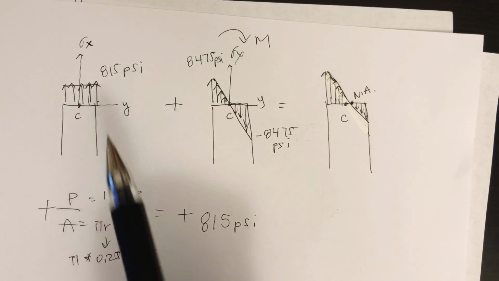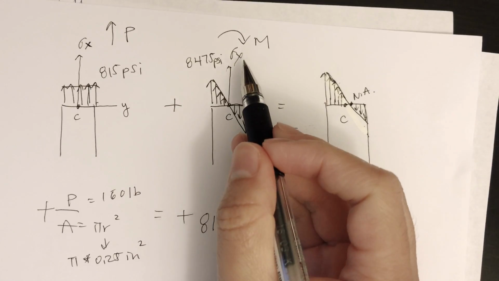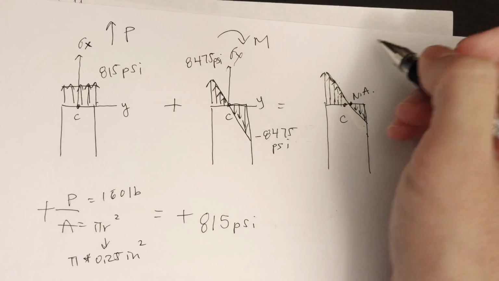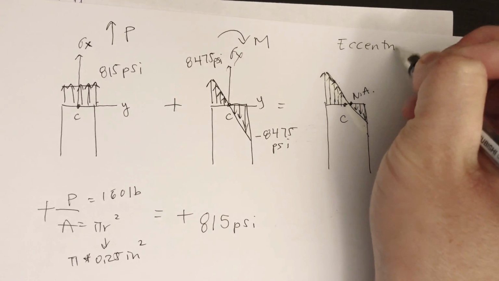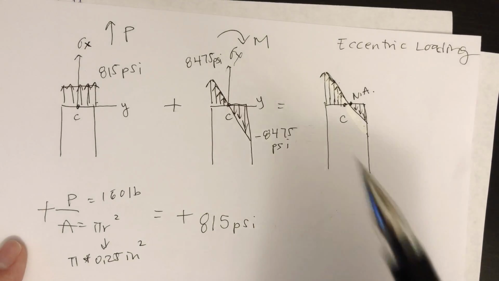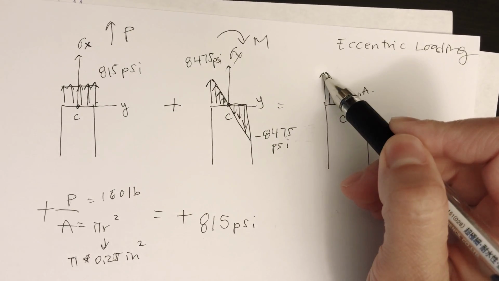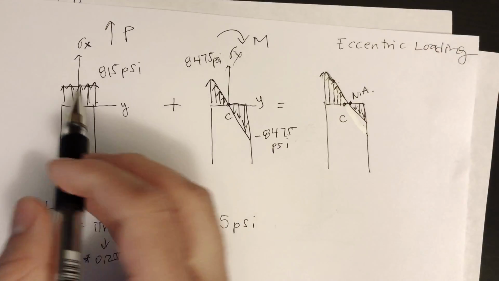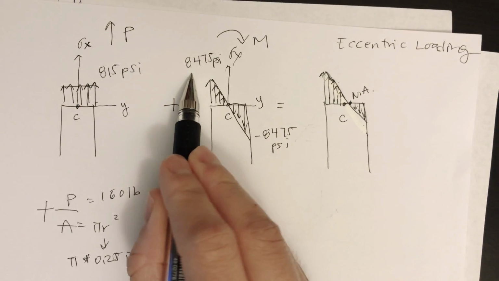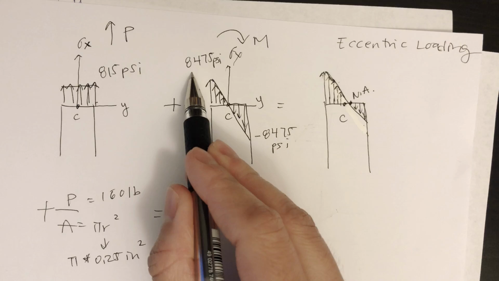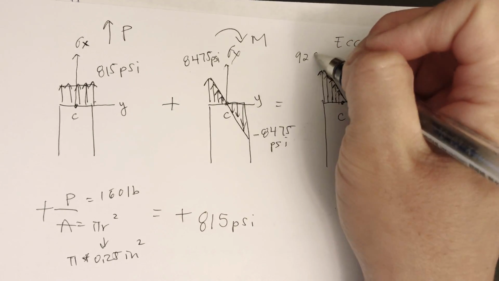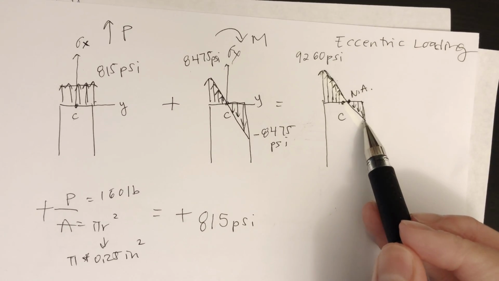Okay, so now we've drawn the centric load plus the moment, and that's how we're gonna get the eccentric load at the cross section. So what do we do? We just add the numbers. Okay, so let's turn to slide 16. This number here is going to be 815 plus 8,475. That's going to be 9,260 psi.